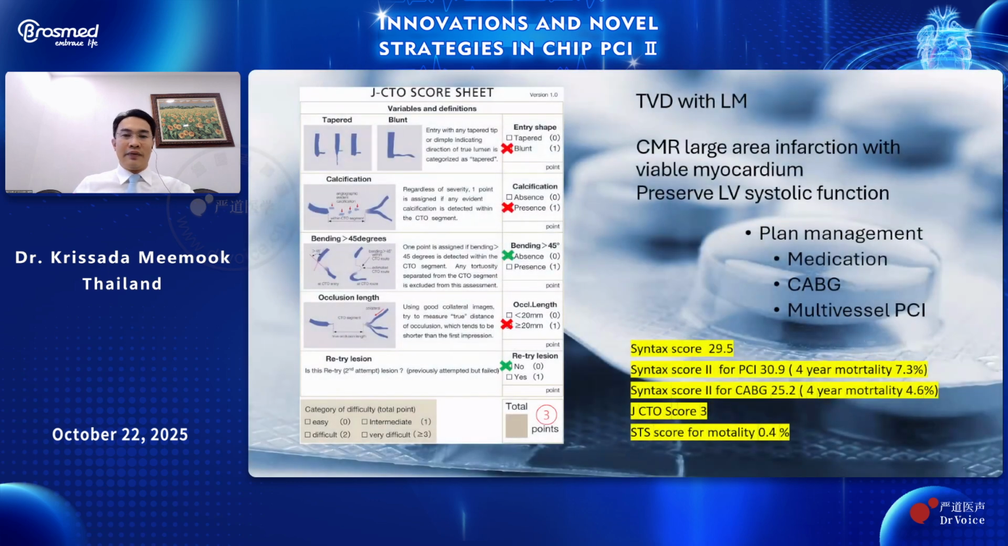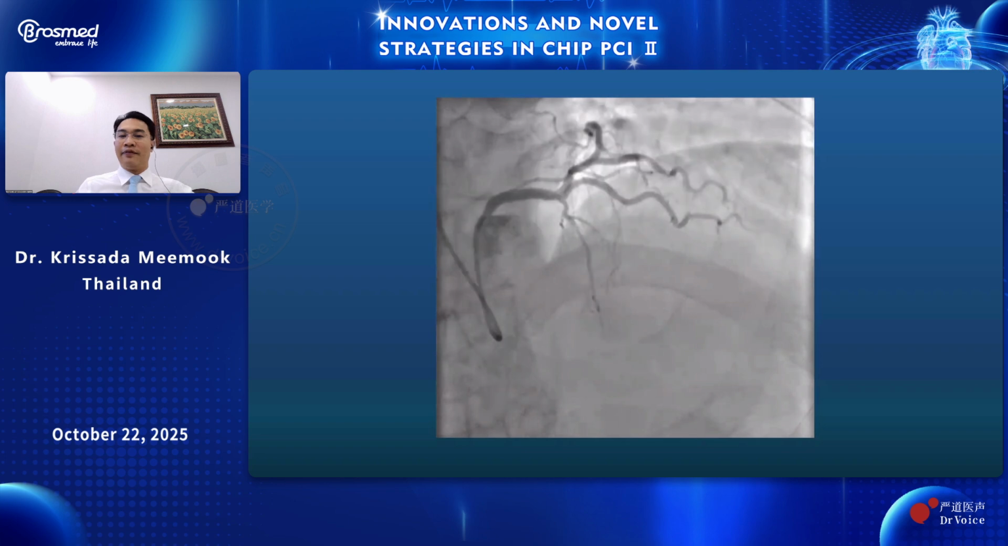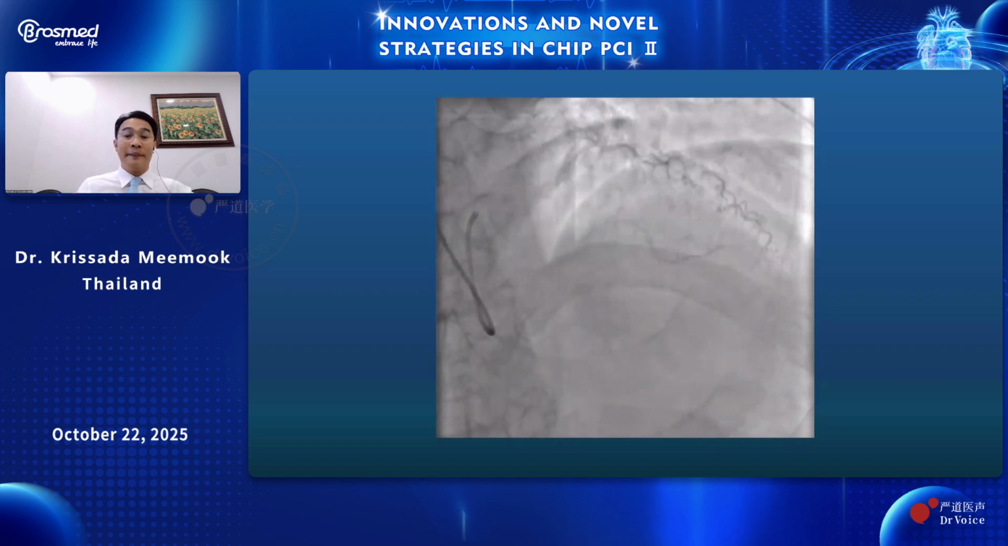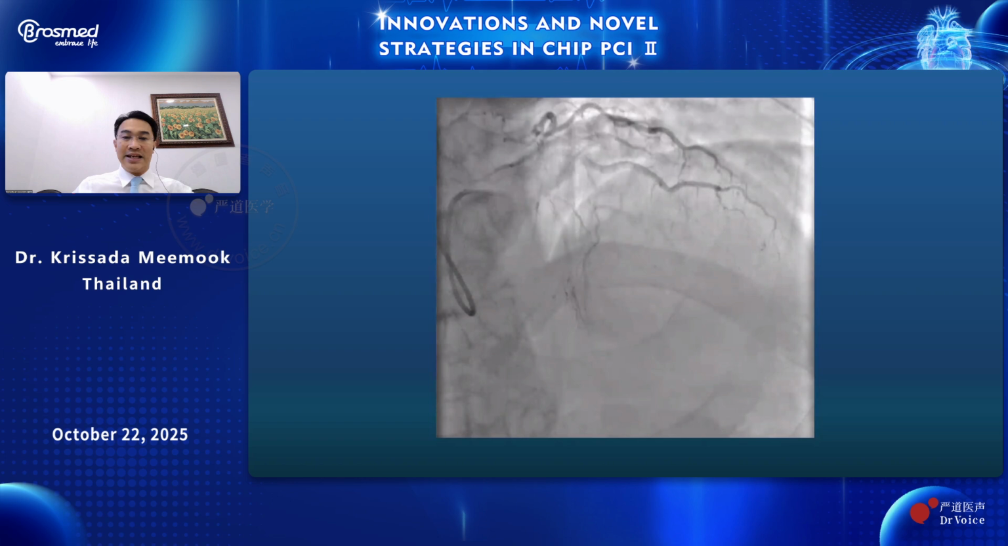In this case, we have a patient with triple vessel disease with left main equivalent, and the CMR showed a large area of infarction. The calculated SYNTAX score was 29, and SYNTAX score 2 for PCI was 30, for CABG was 25. J-CTO score was 3, and a low ST score. But the patient declined open heart surgery, so we performed ad hoc PCI of the ostial LAD CTO.